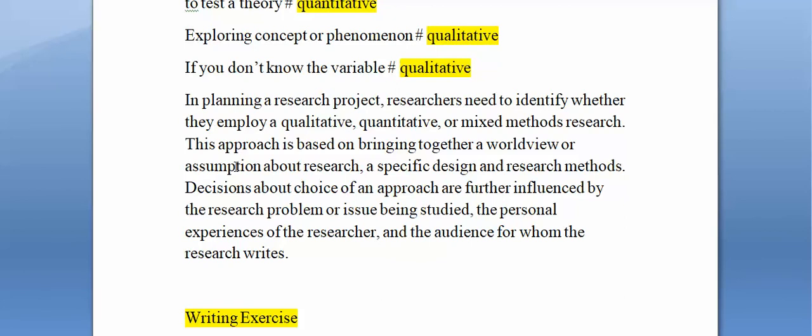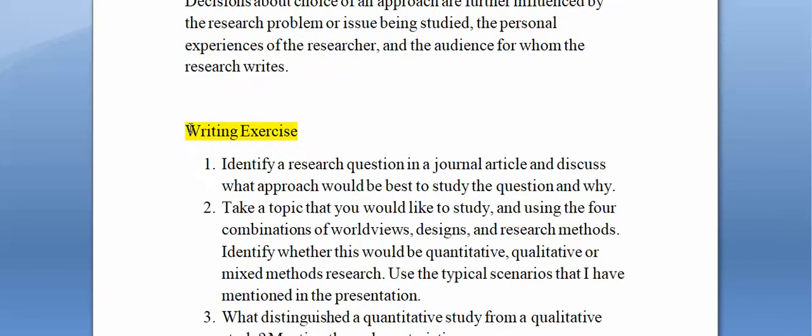The approach you are going to choose is based on bringing together worldview or assumptions about research, specific design and research methods. Decisions about your choice of an approach are further influenced by the research problem or issue being studied, the personal experiences of the researcher, and the audience for whom the researcher writes. This is important. This is the summary of the first chapter.